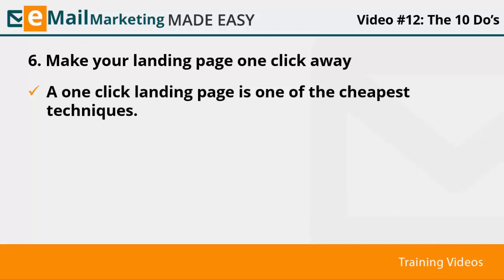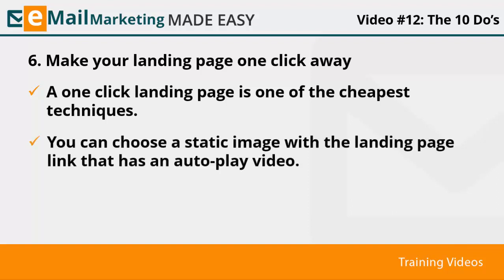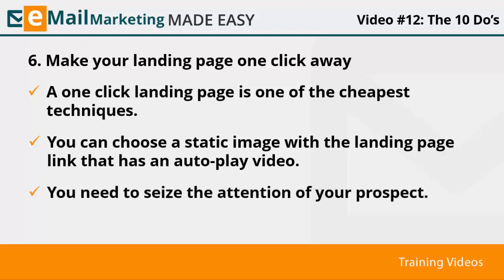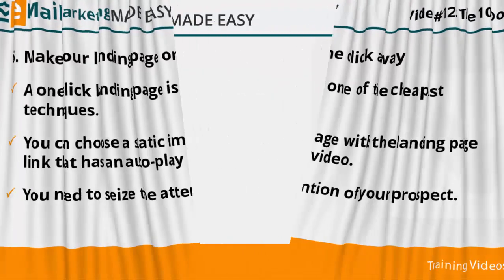To direct your prospective customers to a 1-click landing page, you could choose a static image with the landing page link that has an autoplay video. You need to seize the attention of your prospect, demonstrate what makes you different from other businesses, and test variations of email content to find the right copy. You can also include a call to action with engaging content.